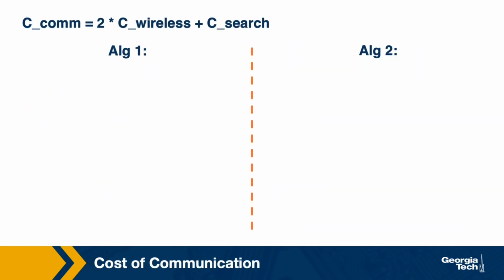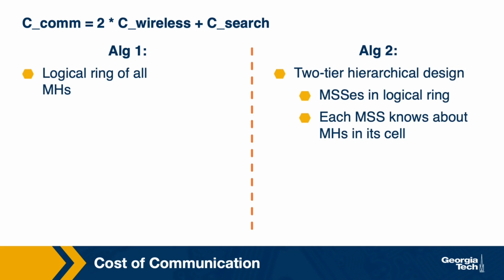Let's, for instance, compare the costs of allowing two mobile hosts to communicate using two different algorithms, algorithm 1 and algorithm 2. The cost of a point-to-point communication is always going to include two wireless transmissions, so that's the dominant portion of the point-to-point communication costs, and then it's also going to involve the time of actually performing a lookup operation. Now, let's consider two possible architectures. In this first one, all of the mobile hosts are directly part of a logical ring, so they're organized in something that corresponds to the DHT in Chord.